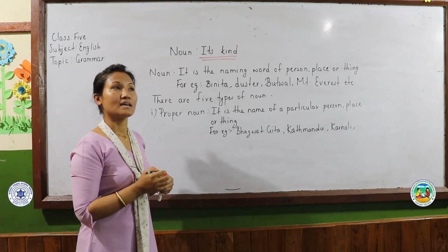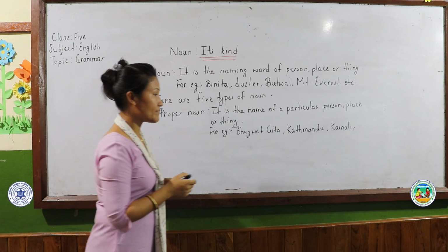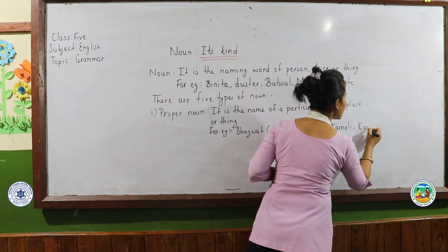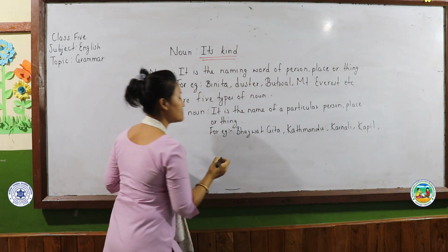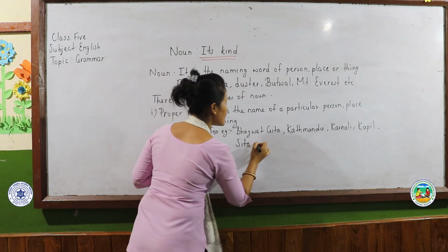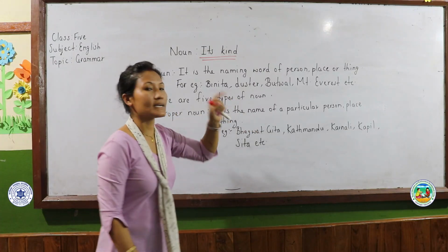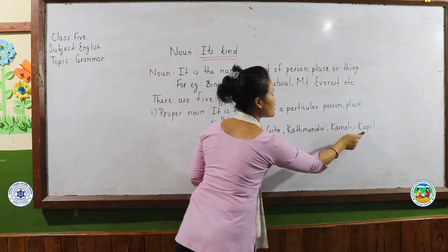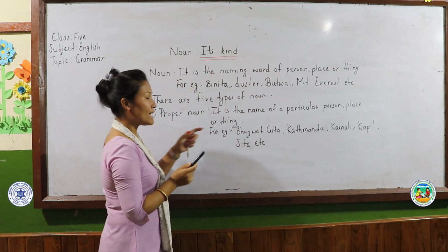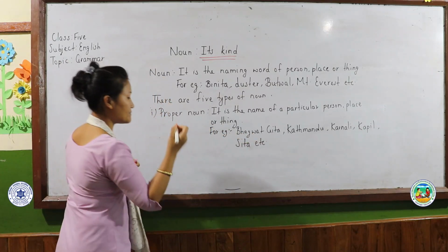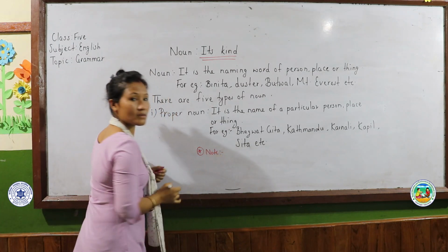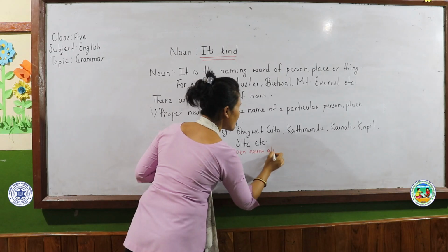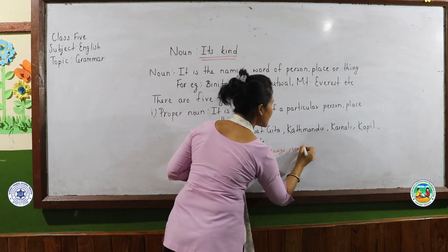Now, can you tell me any of your friends' names? Okay. Now, I'm going to write my friends' names. Let's write Kapil. Likewise, one girl named Sita, etc. It is the name of a particular person, place or thing. Here it is a place, right? It is a person, this is a thing. Clear? And one thing, you have to keep in your mind that proper nouns always remain capital.